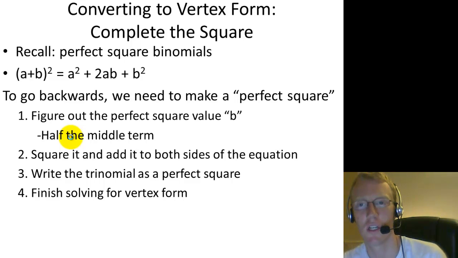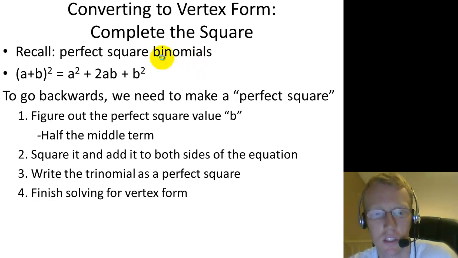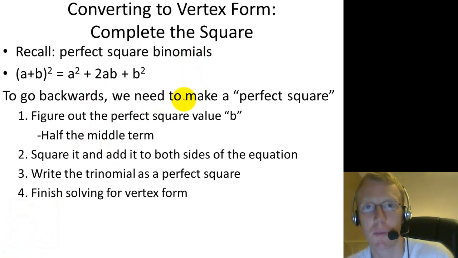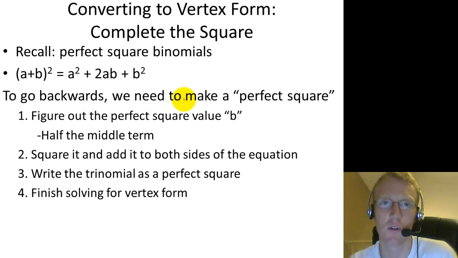Alright, welcome to the video on converting to vertex form. So this one is going to be about a method called completing the square. Completing the square is a trick that we can use to work backwards from a trinomial into a binomial squared.